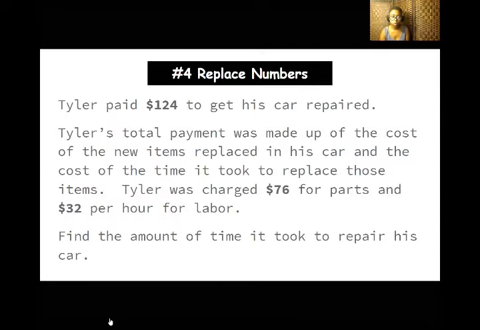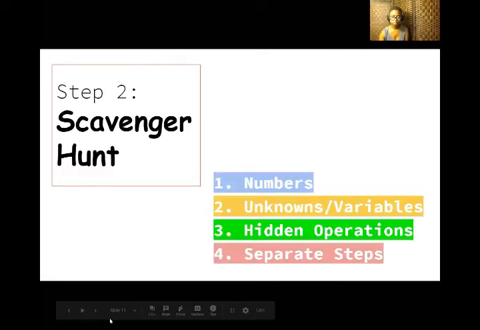Tyler paid $124 to get his car repaired. Tyler's total payment was made up of the cost of the new items replaced in his car and the cost of the time it took to replace those items. Tyler was charged $76 for parts and $32 per hour for labor. Find the amount of time it took to repair his car. Okay, that was one more time.